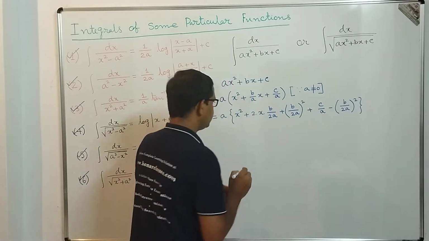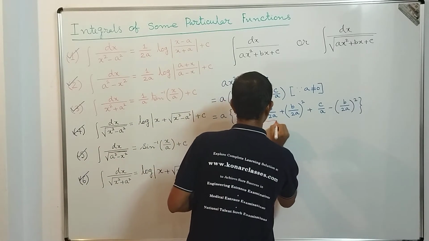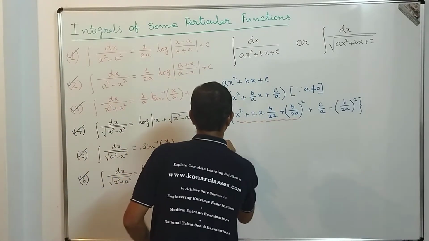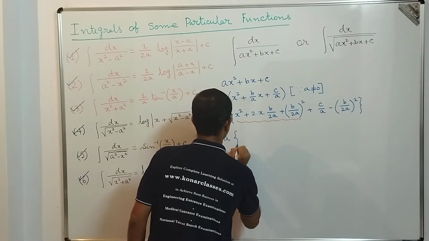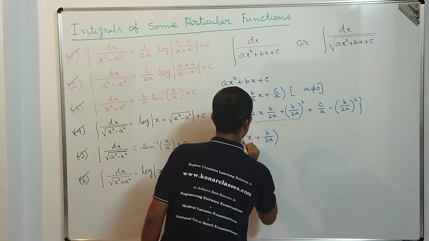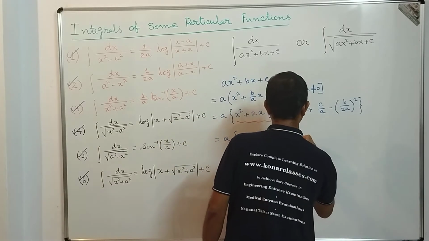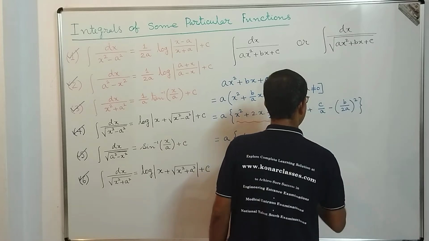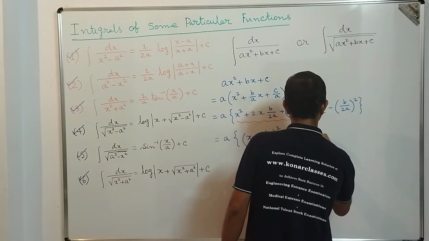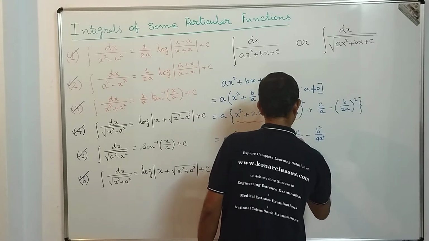Now if you look into the first three terms in this expression, that is nothing but x plus b by 2a whole square. So what we get here is a into x plus b by 2a whole square, plus c by a minus b square divided by 4a square.